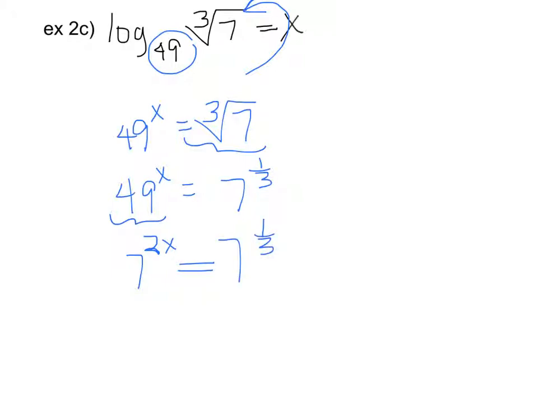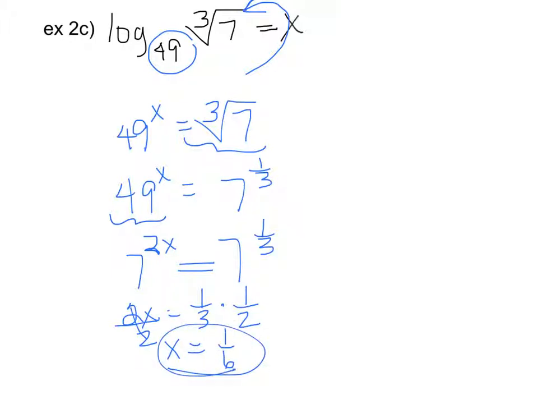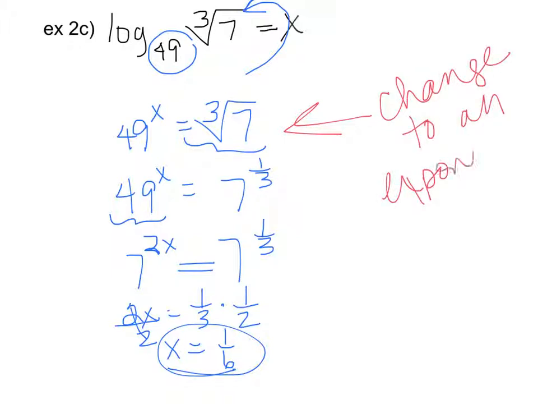So as soon as you get like bases, ditch them and write your exponents equal to each other. Divide both sides by 2. Dividing by 2 is the same thing as multiplying by 1/2, and you end up with x is equal to 1/6. Pretty cool, right? Because logarithms and exponentials deal in exponents, anytime you have a radical, the very first thing you want to do is change to an exponent. And then you can work with it. Awesome.